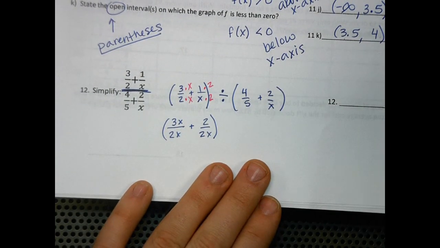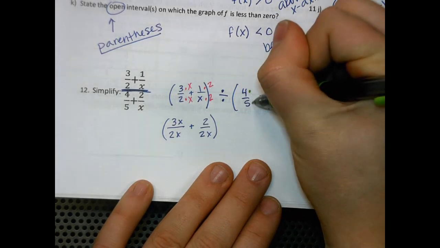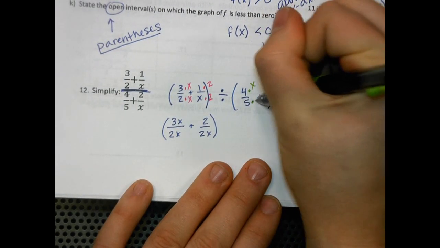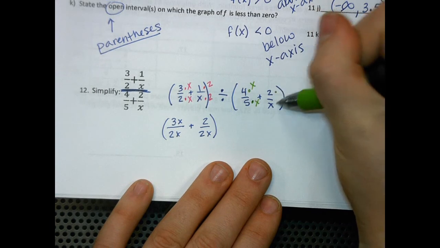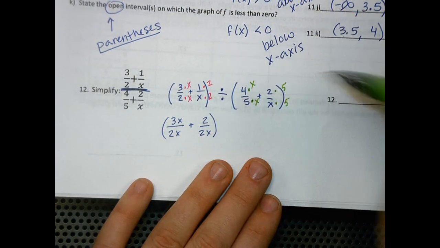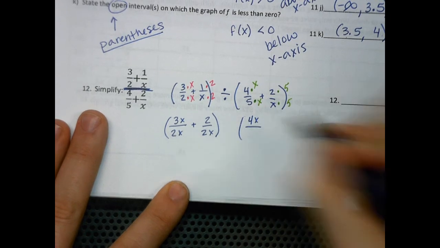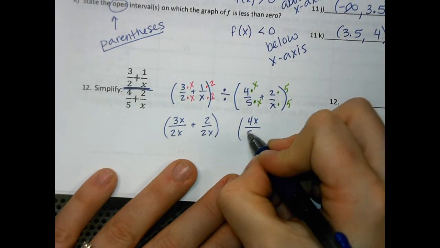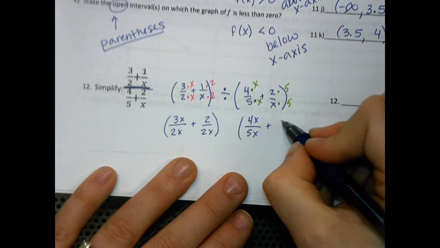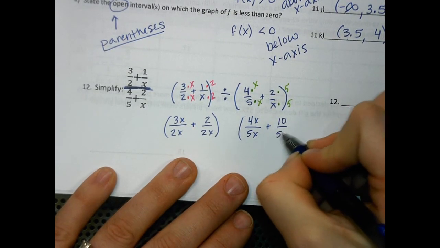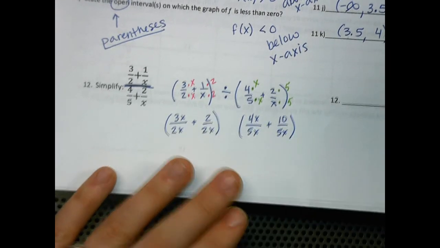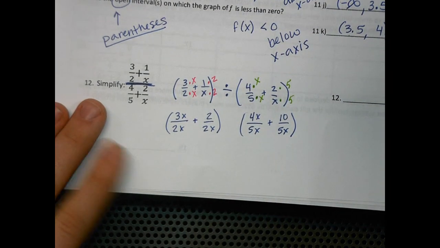We're going to do the same to the other side. What am I going to multiply this first fraction by? And what am I going to multiply the second one? 5. So I get 4x over 5x plus 10 over 5x. What goes in between these? A division sign.